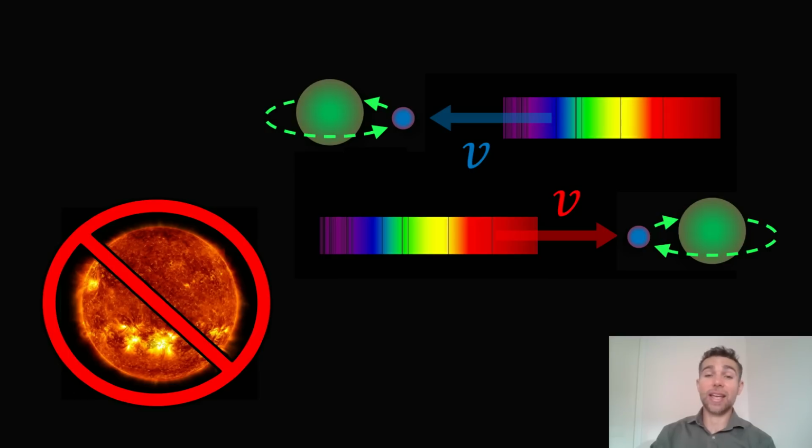And this particular video is going to look at the Doppler effect, or radial velocity, which is a technique that we can use for detecting exoplanets, but we can actually apply the same technique to discover moons as well.